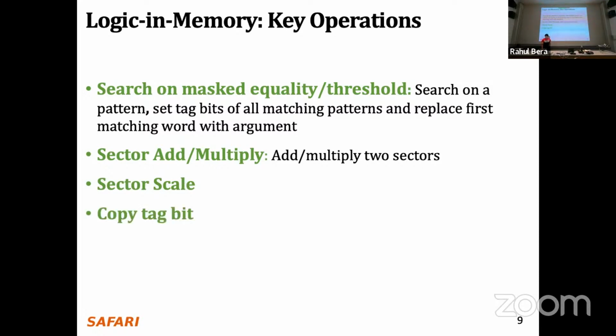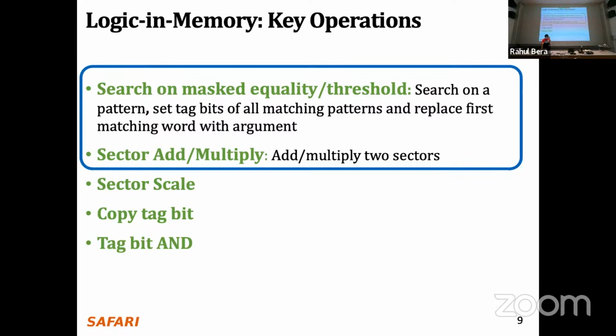Copy tag bit, where we simply copy all the tag bits of the words in the sectors. And finally, tag bit and, where you can AND the tag bits of multiple sectors. We will restrict our discussion to the first two operations, as these are the operations that are also concentrated on in the paper by Stone.